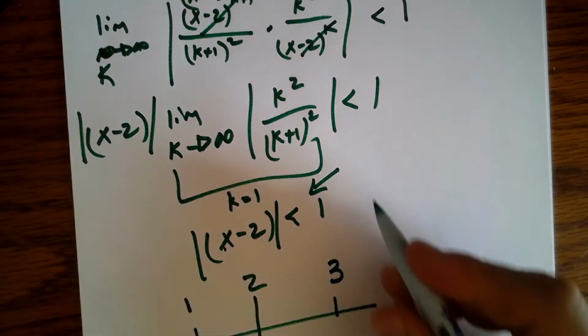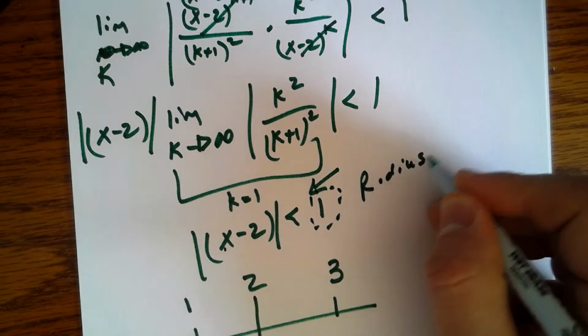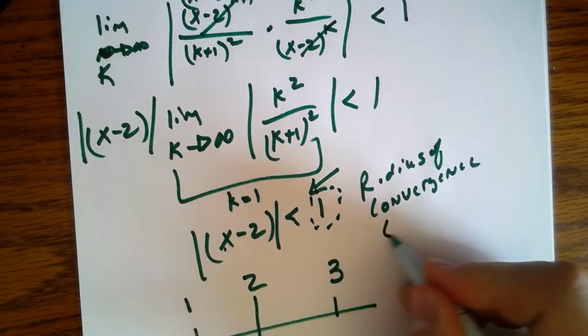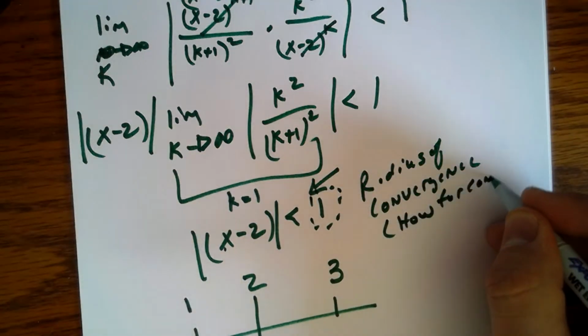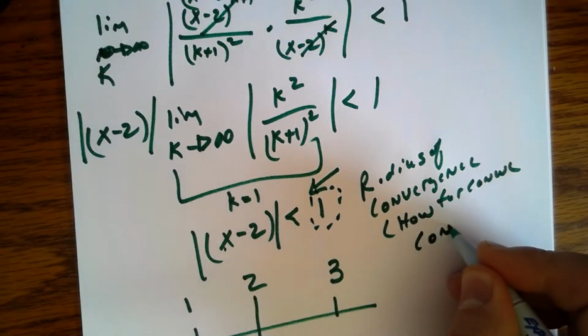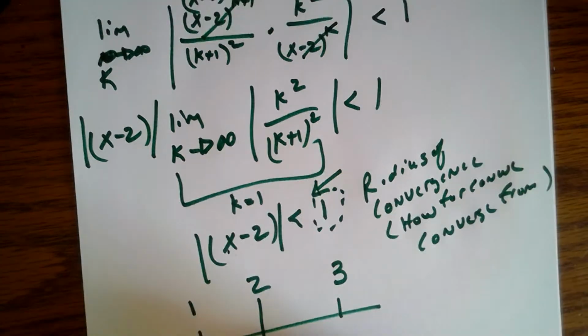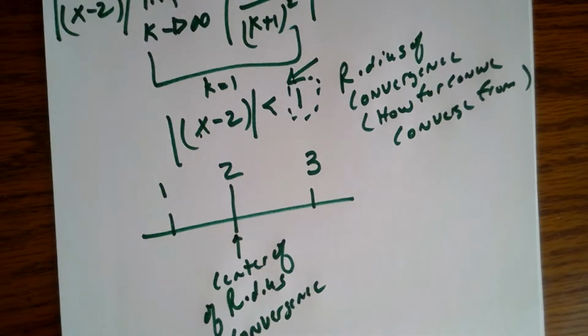Let's put some words on this. This number right here is called our radius of convergence. So in other words, how far can we converge from? That is called the center of our radius of convergence.